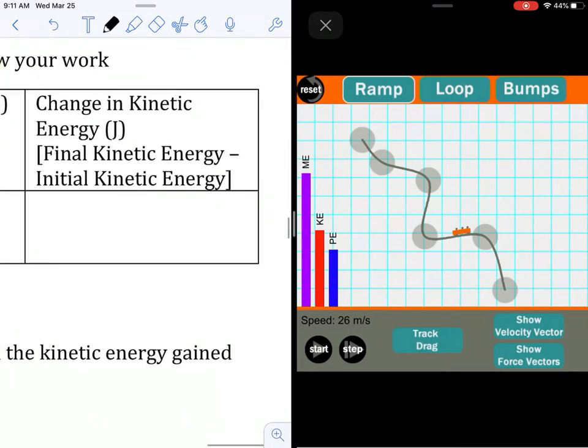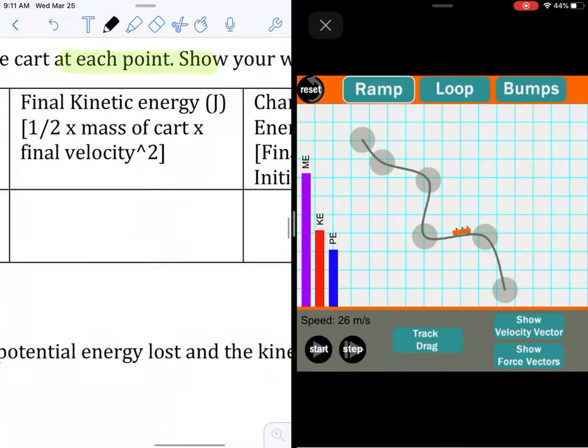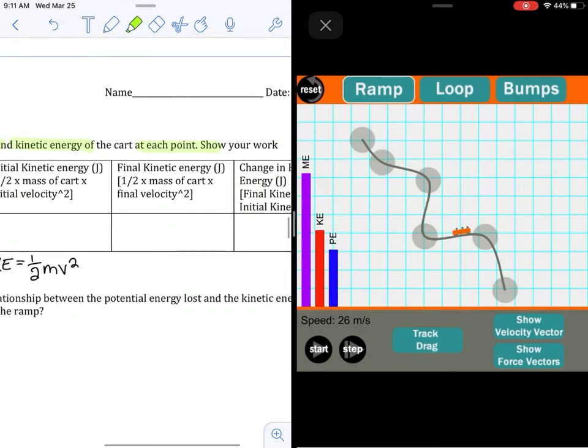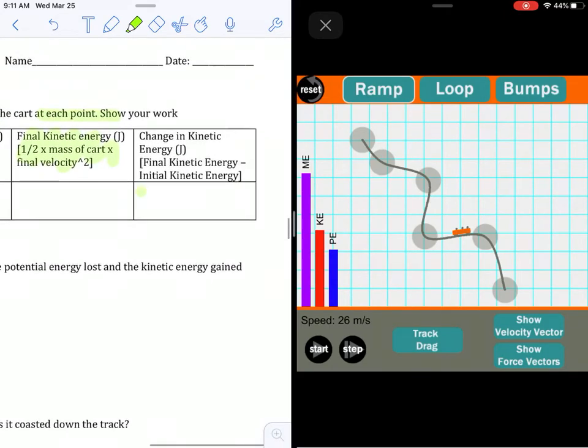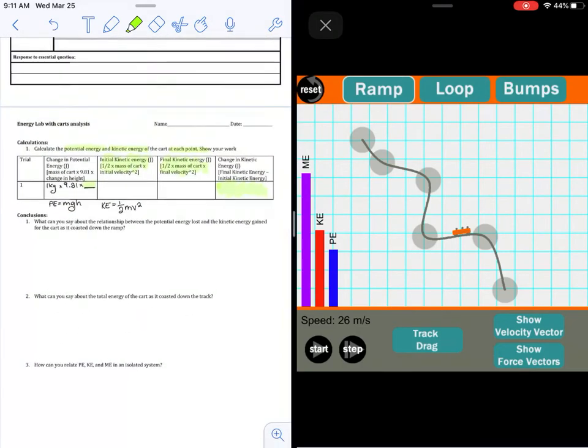Then the change in kinetic energy, you are just going to be taking your final kinetic energy, subtracting your initial kinetic energy, and that's going to give you your change in kinetic energy. All right. So those calculations are pretty straightforward. That's your next step with the simulation.